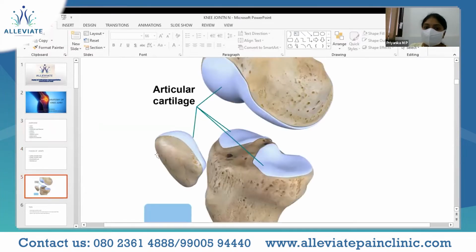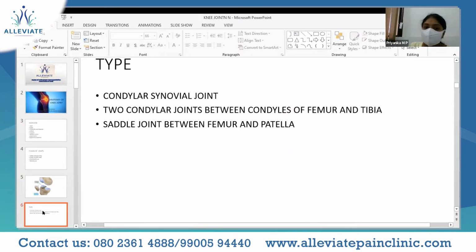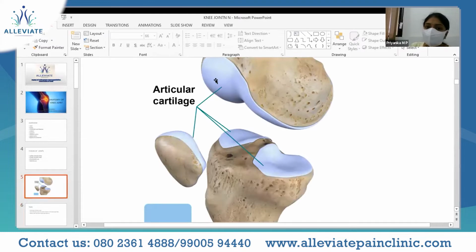So they are with each other, and patella slides over the femoral surface, forming a saddle joint there. So it is a condylar synovial joint, 2 condylar joints between condyles of the femur and tibia, and saddle joint between femur and patella. As you have noticed, the condyles of the femur are comparatively more convex, while the tibial condyles are flat compared to the femoral condyles.